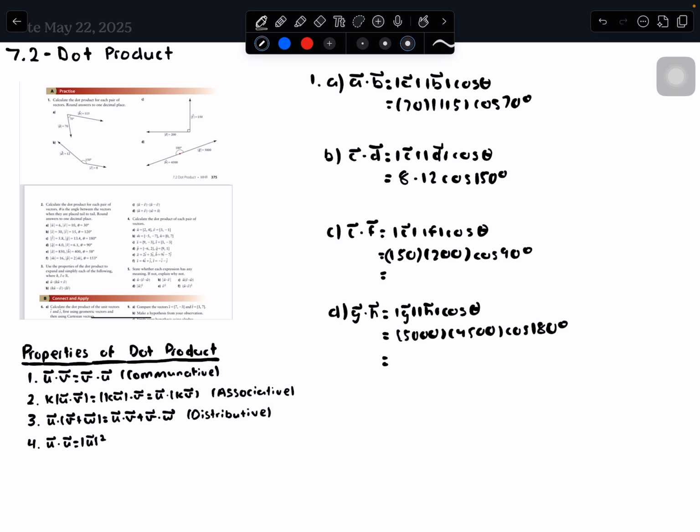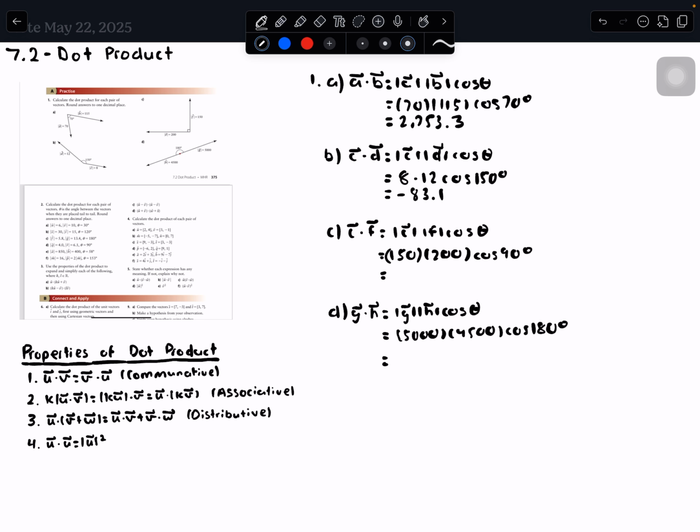Okay, and then now let's calculate all these. So 70 times 115, cosine 70, we get 2,753.3. Okay, 8 times 12, cosine 150, we get minus 83.1.